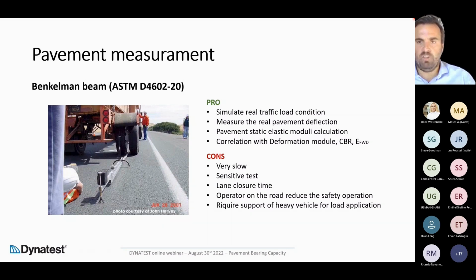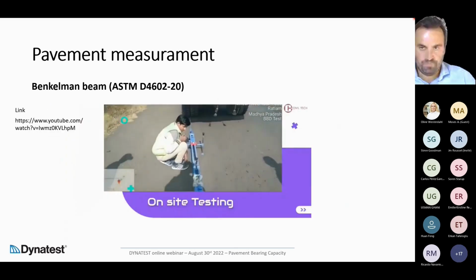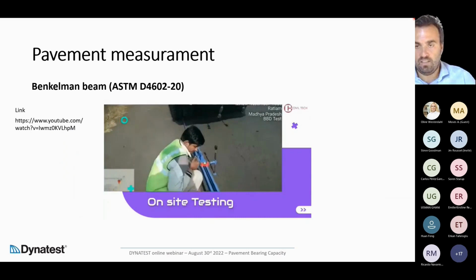The test measures the real pavement deflection. Of course, the elastic moduli calculated are static, because the load is applied in a static way, and this is not elastic. But there are some correlations with the deformation modulus, CBR, and the elastic moduli obtained from the falling weight. The not positive points are that the test is very slow, and the measurement is sensitive because it's very variable. They need to totally close the lane. There are operators on the road, so of course there are some safety issues, and it requires the support of a vehicle for load application.